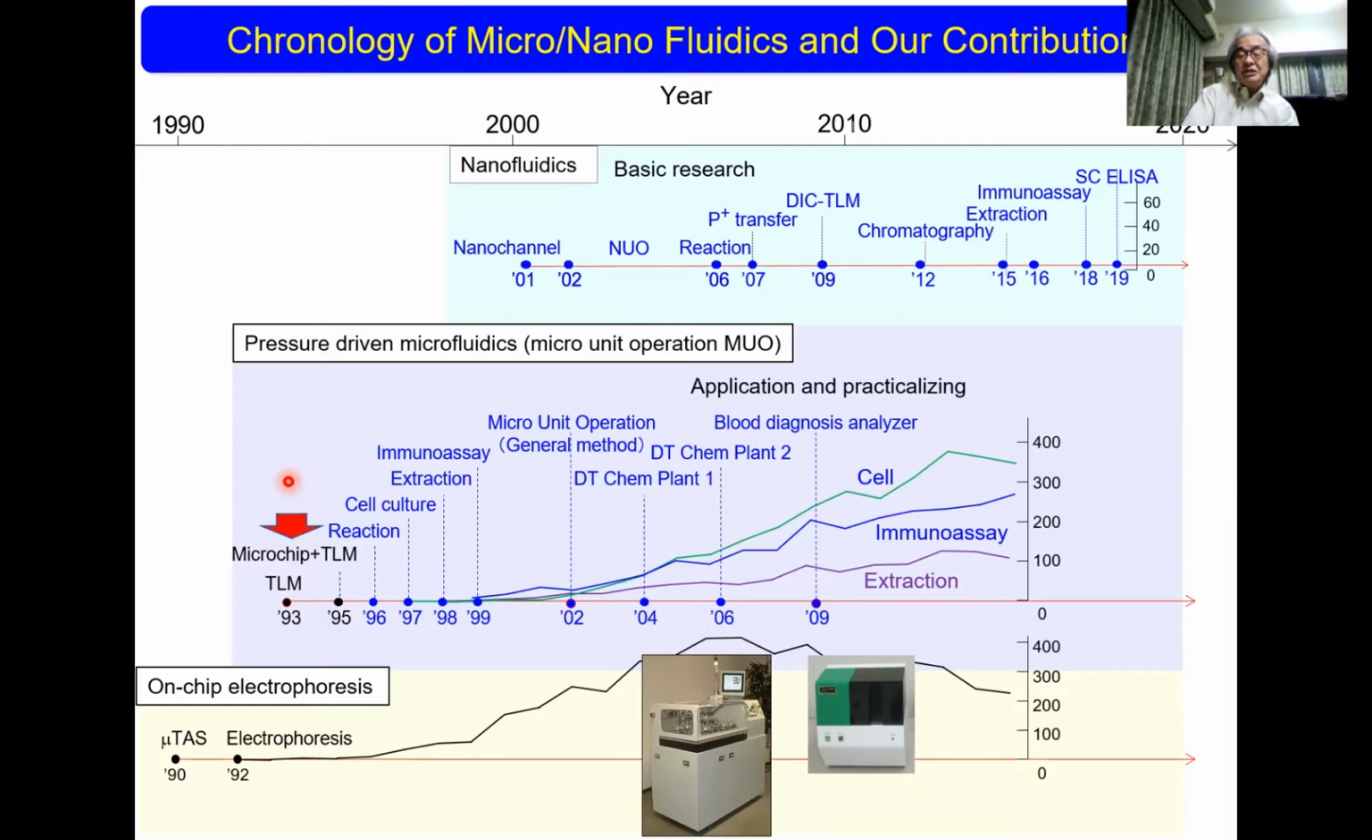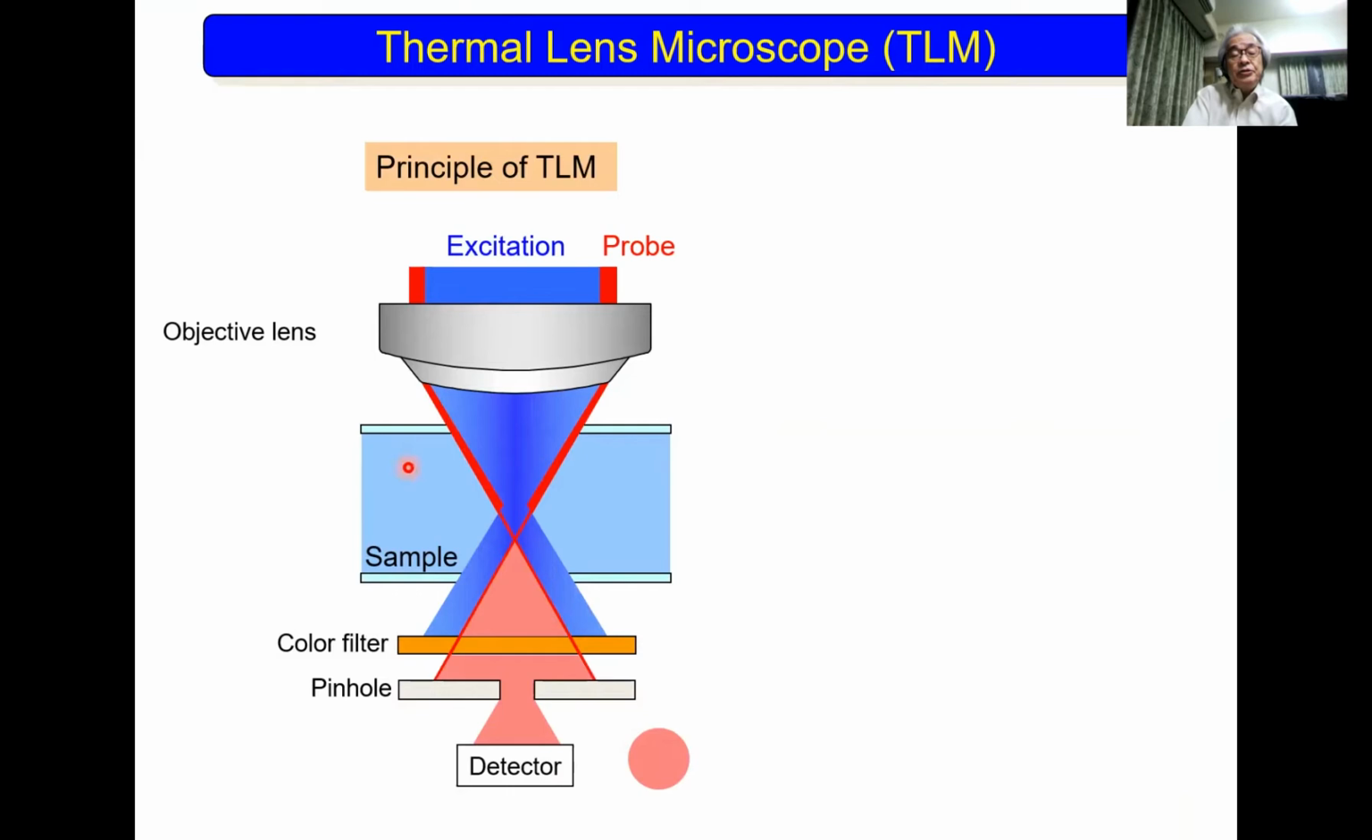This is the working principle of the TLM. We introduce two kinds of laser beam: one is the excitation beam, and the other is the probe beam. This one is the objective lens of the microscope, and this one is a microchannel. The microchannel contains the liquid sample.